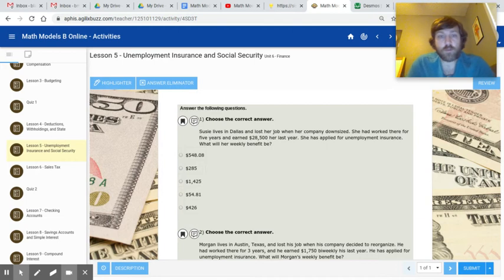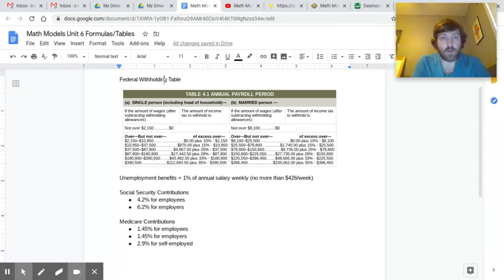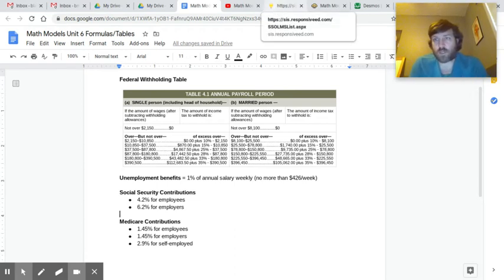It also deals with unemployment insurance. With unemployment, it's very basic. I sent a document out with some information that you'll need. It has the federal withholding table, and it has unemployment benefit information, Social Security contributions, and Medicare contribution information. So you can just use this document instead of having to scroll back and up and down. Unemployment benefits are 1% of the annual salary weekly, and the highest you can make is $426 every week. Unemployment would be if you lost your job due to the company laying people off or whatever, and you would get benefits until you found a new job. So it's 1% of annual salary.